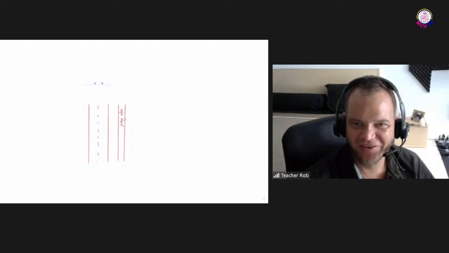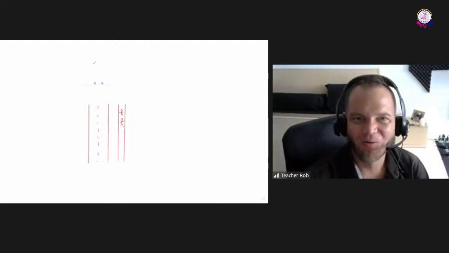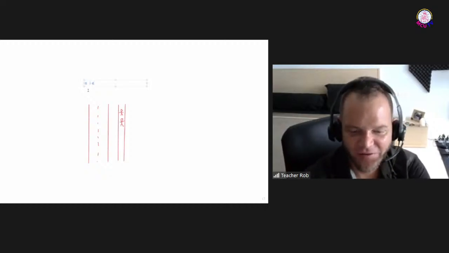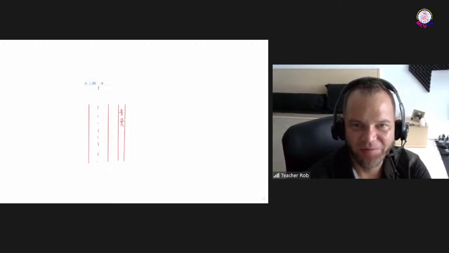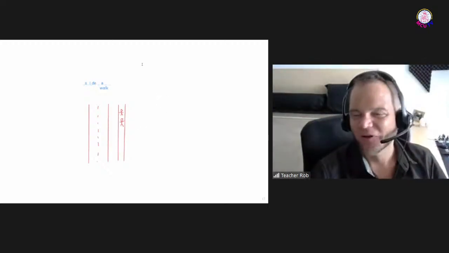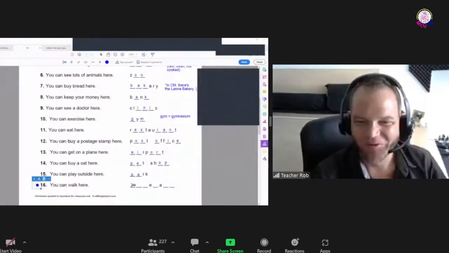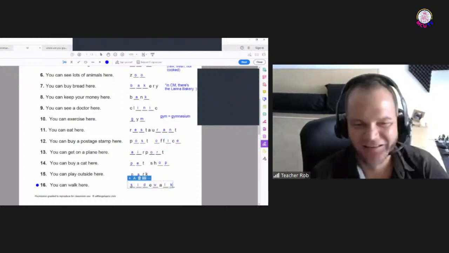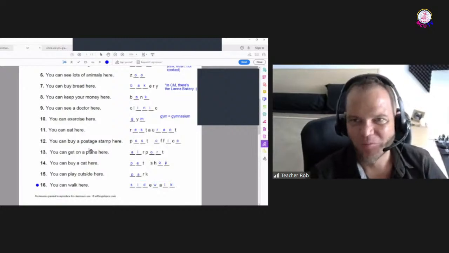Sidewalk. Somebody knew it. That is correct. It's S-I-D-E-W-A-L-K, sidewalk. The clue is very wide open, like, well, you can walk many different places, but the answer we're looking for is sidewalk. Very good. S-I-D-E-W-A-L-K. Well done. That's the most difficult one.